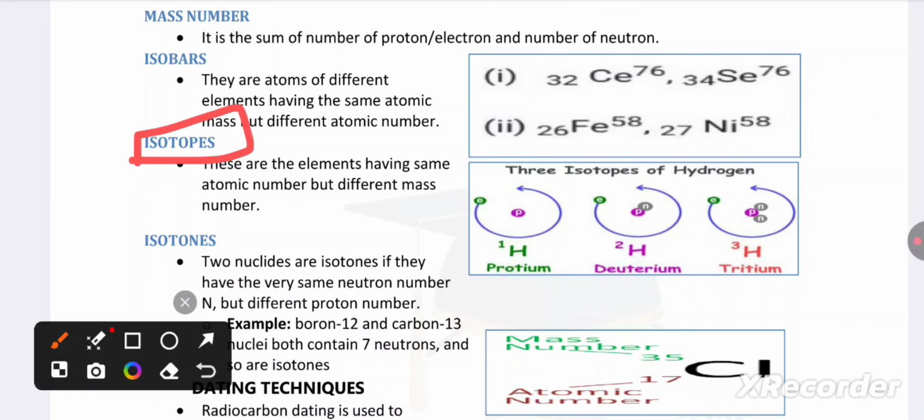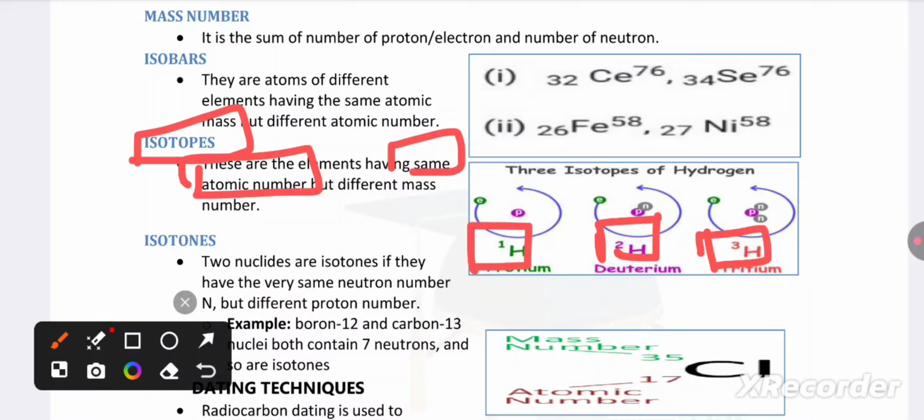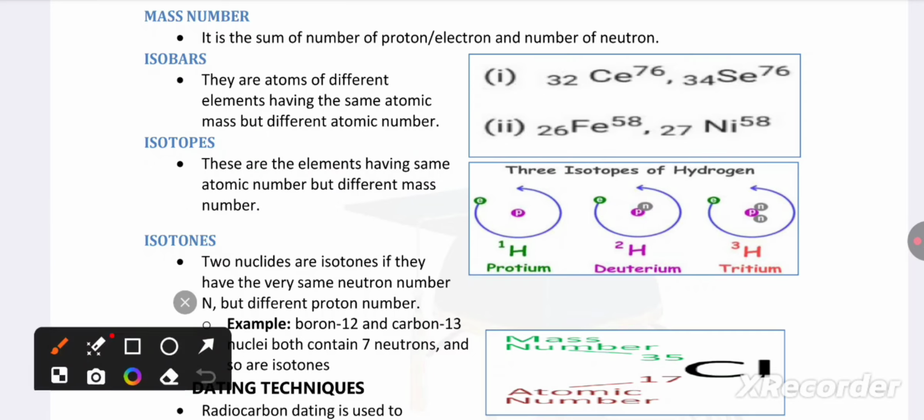Isotopes are nothing but atoms with the same atomic number but different mass number. The atomic number is the same, and the mass number presented here would be different. An important thing to note here.